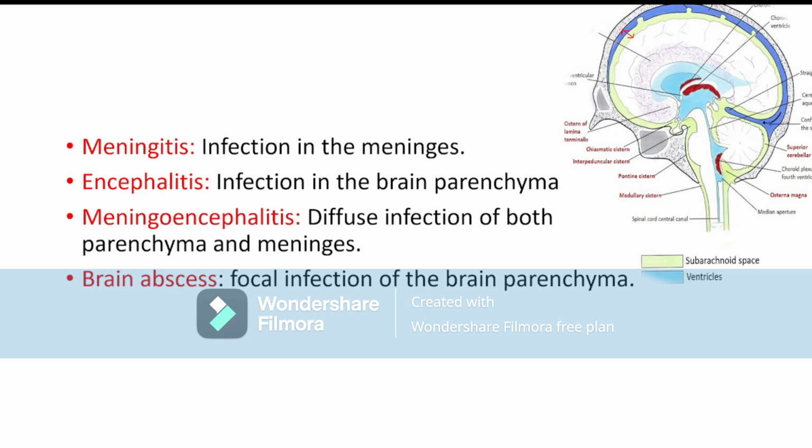Second is encephalitis. What do you mean by encephalitis? That means infection of the brain parenchyma. So any infection in the brain parenchyma causes encephalitis. What do you mean by meningoencephalitis? Meningoencephalitis means there is a diffuse infection of both the meningeal layer and also the brain parenchyma. This is mainly caused by viruses.